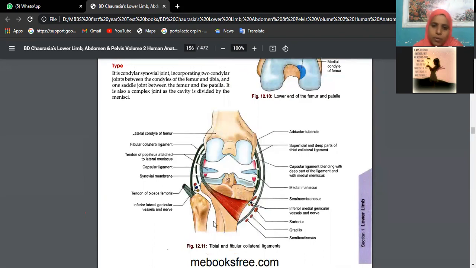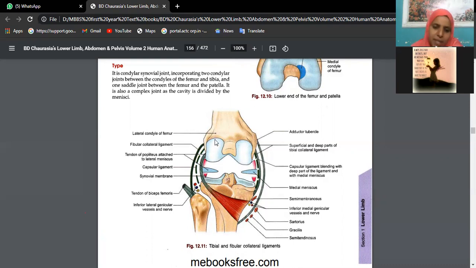Now, once you look into this picture, wherever you find fibula, you should consider it as the lateral side of the joint. Wherever you find tibia, you should consider it as the medial side. That means this is the medial condyle, this is the lateral condyle, this is tibia and this is fibula. Like any other joint, the very first thing we should always remember is the joint capsule. The outermost covering extends from the margins of these condyles anteriorly and posteriorly. Lower down, it is attached to the margins of the condyles of the tibia. That is the joint capsule, which is completely enclosing the bones.